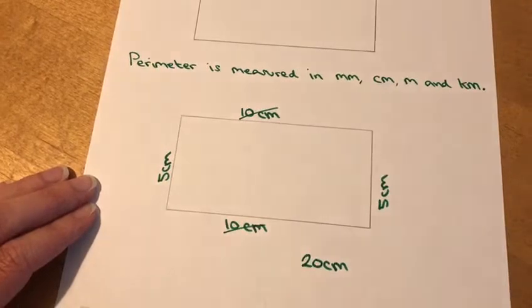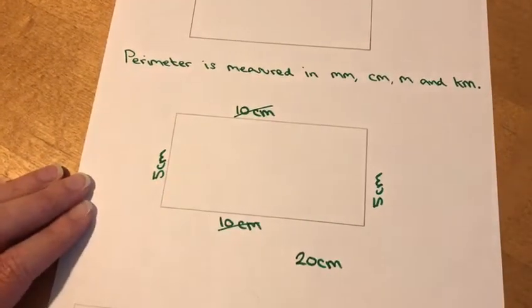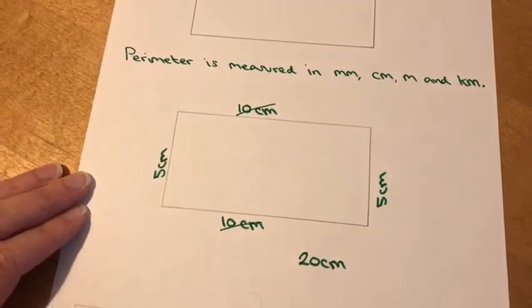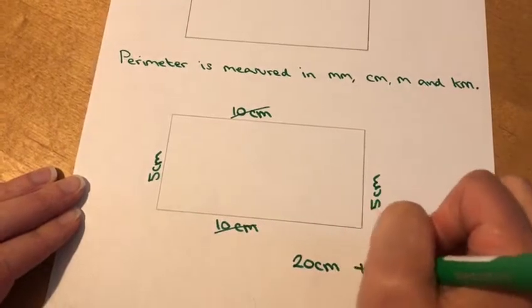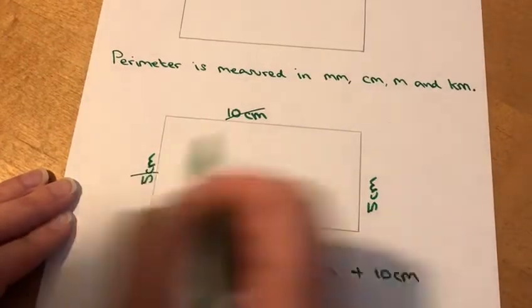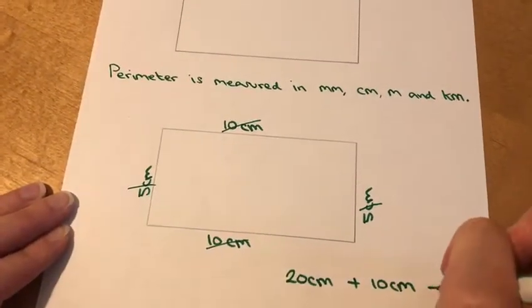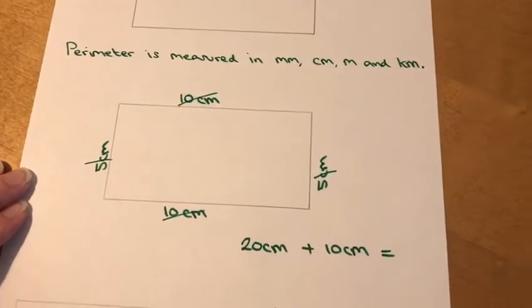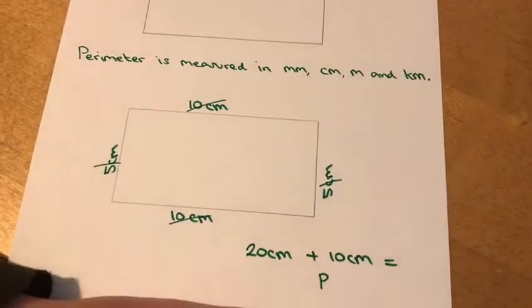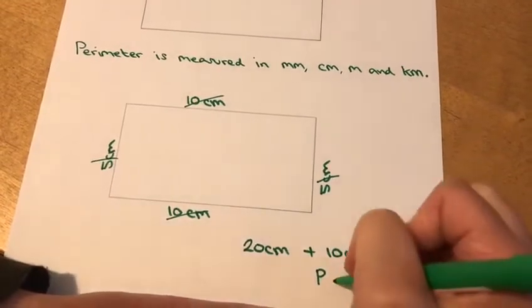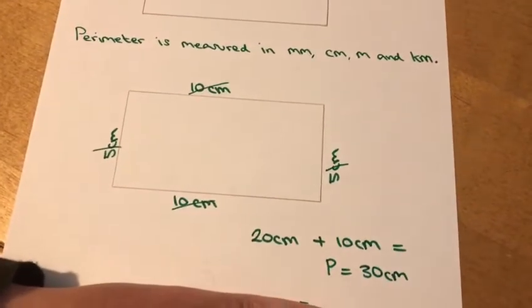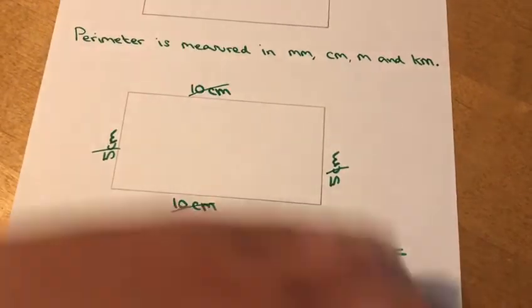You can also cross out the measures that you've already added up to make sure you don't add the same ones together twice. So 10 plus 10 would make 20 centimetres, and then we should know that 5 and 5 together make 10. So we can jot down that the two short sides together are 10 centimetres, and we can cross that off. And then the last thing we need to do is to add those two numbers together. So the perimeter of this top shape would be 20 plus 10, which would make 30 centimetres. And that is the perimeter of that rectangle there.